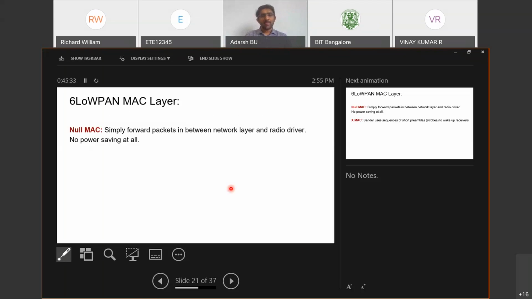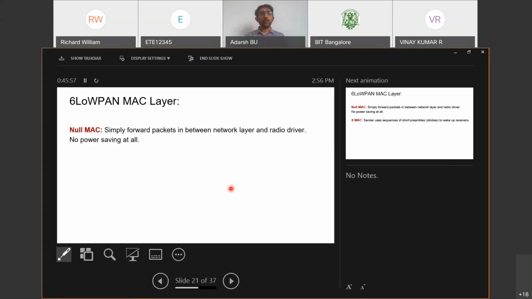Okay, MAC layer. In the MAC layer there are 4 different kinds that we are going to see. The first one is null. Whatever 6LoWPAN application or standard or use case you design, the designing architecture completely depends upon your requirement.